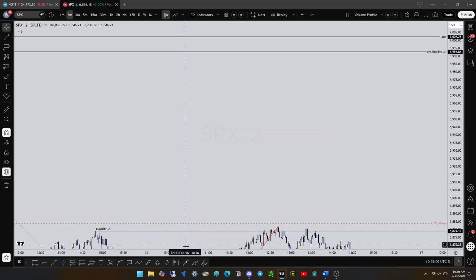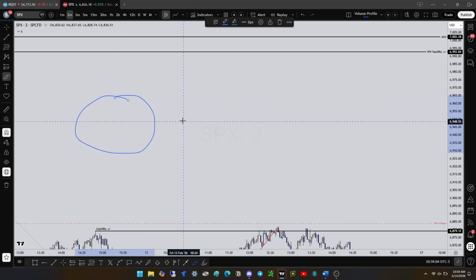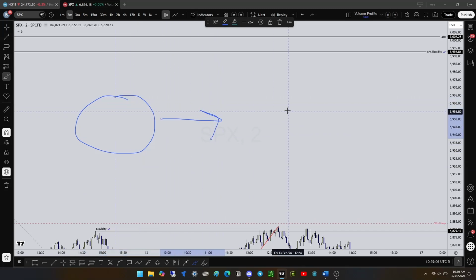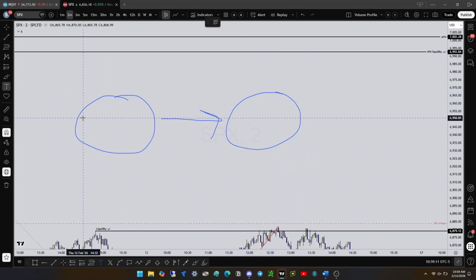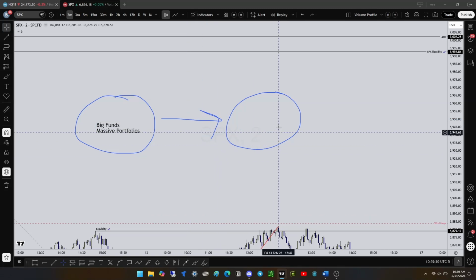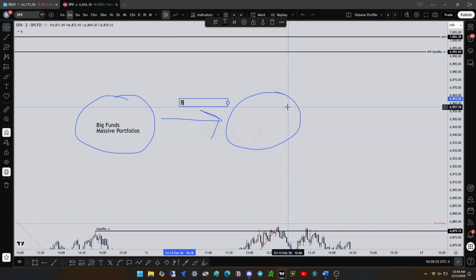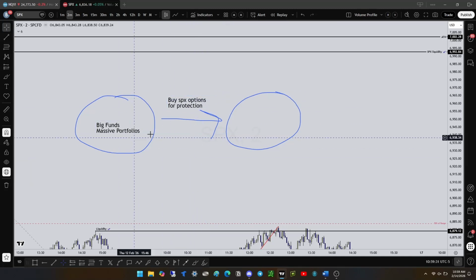Kind of really lock in what I'm saying. So you have these guys, and then let's just say you have these guys right here. Now, these are your big funds, massive portfolios. Okay. What they want to do is they want to buy SPX options for protection. This is how they use the market, okay?